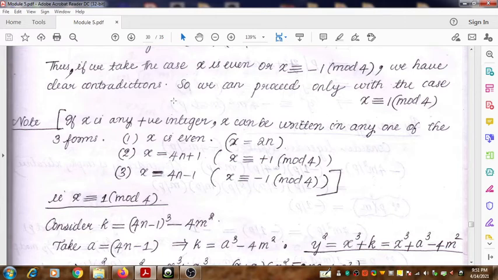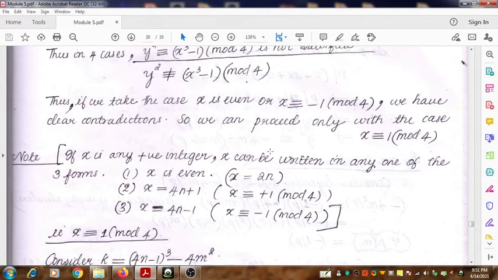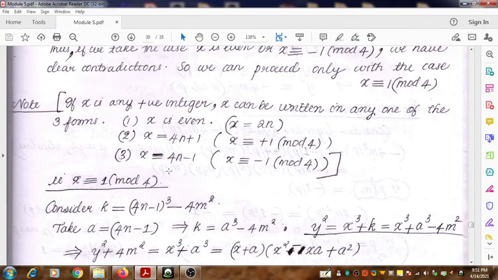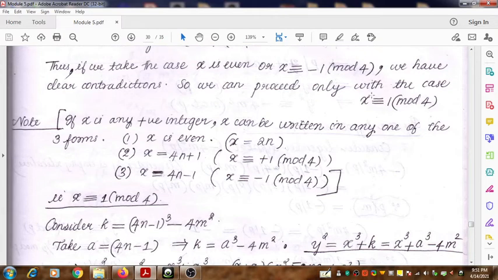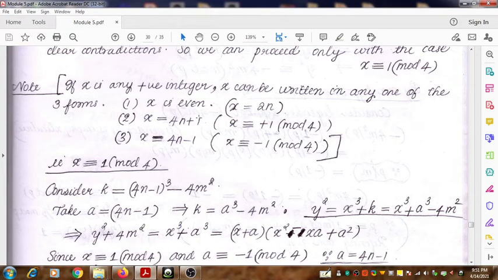Now we have covered the situation x is even, and x is congruent to minus 1 mod 4. That situation is also discussed. We have completed the discussion on that. So one more situation remains, that is x is congruent to plus 1 mod 4. That is the situation, x congruent to plus 1 mod 4, and on this situation we have to proceed further.